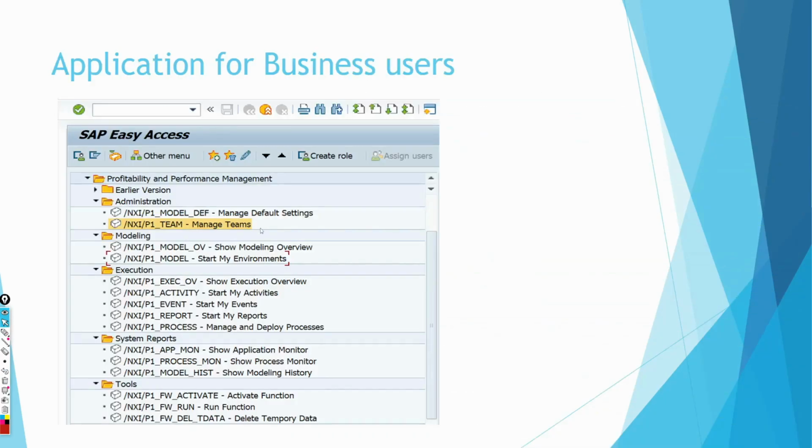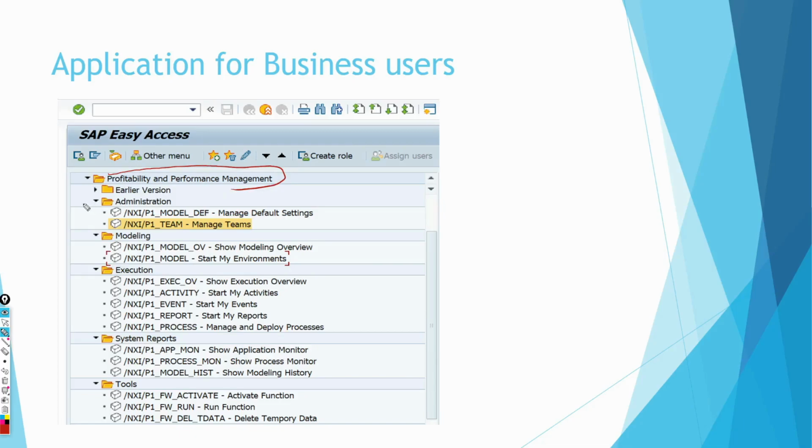Now there is an application for business users. This is the GUI screen of PAPM. When you log in to PAPM, once we start the training, I will show you how to log in, and the different ways to log in, either from the GUI or directly to Fiori. That we'll see. So when you log in to PAPM where PAPM is installed, you will notice this PAPM part.